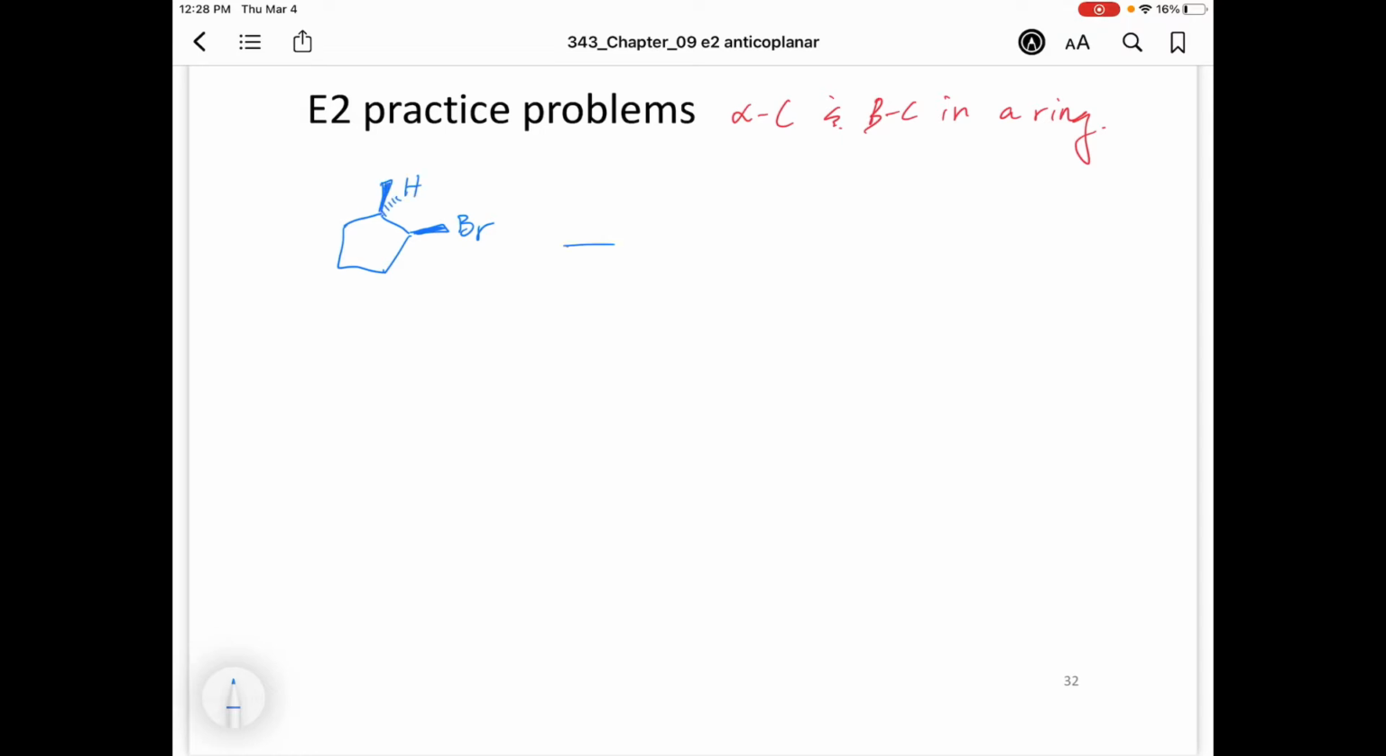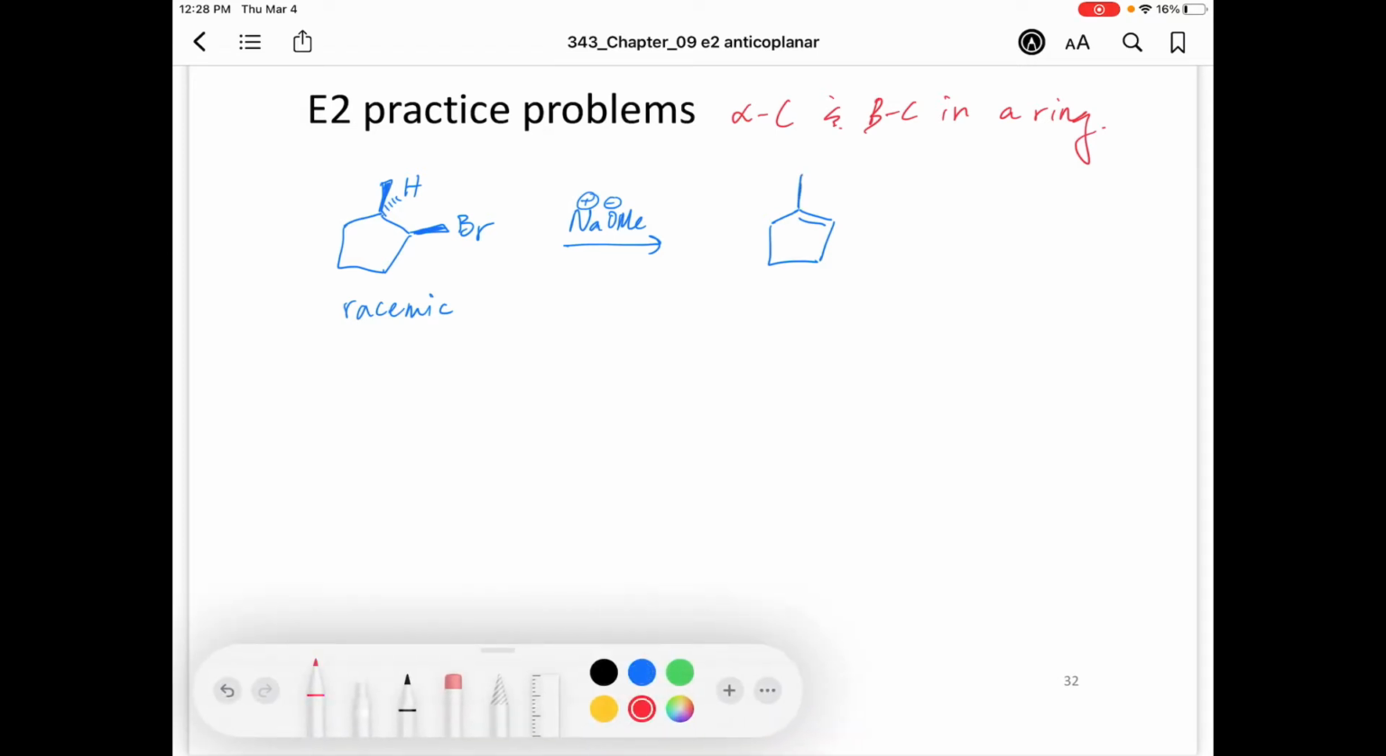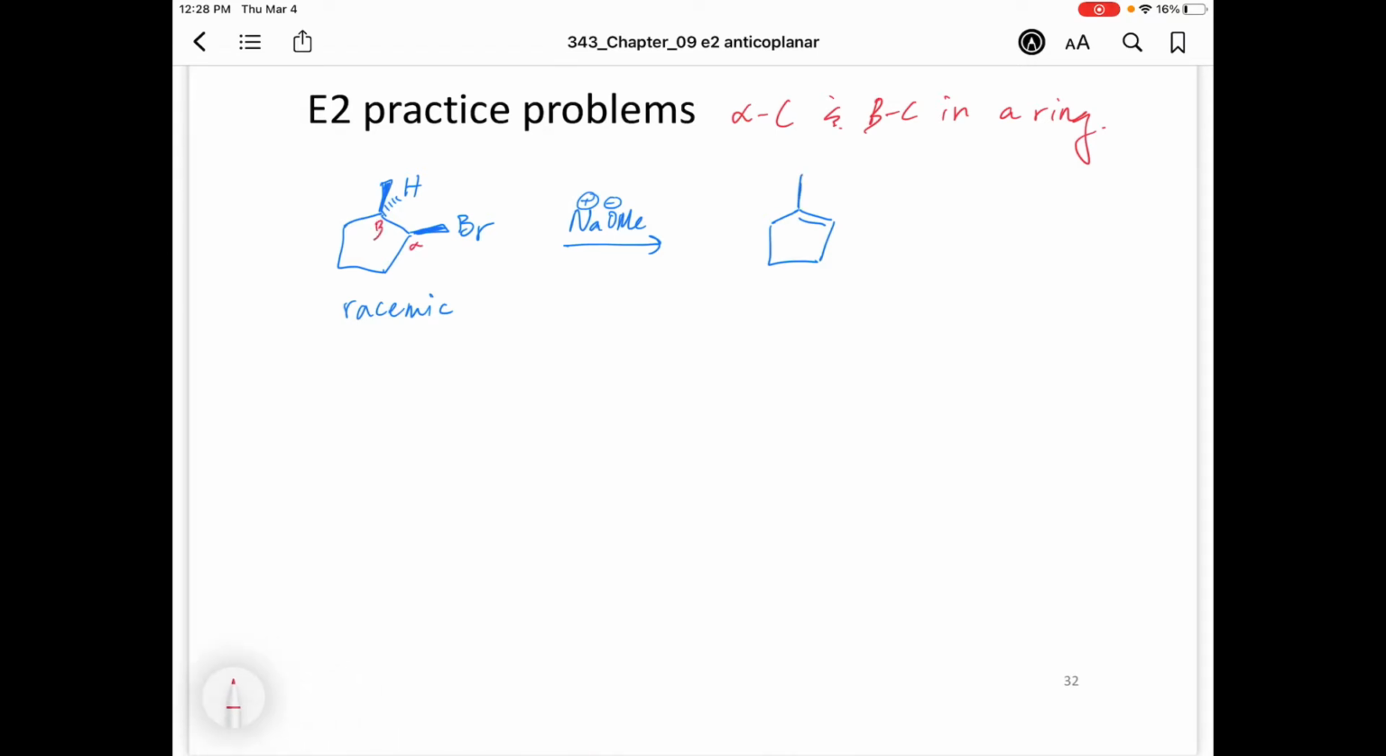Here's a hydrogen. Let's draw in our base. And as we look at this, and I should write that this is racemic, we're going to have both enantiomers here in our reaction flask. And the product that we get from this is definitely an alkene, okay? And it's going to be the most substituted alkene. It's going to be the following. Now here was our alpha carbon, and here's our beta carbon. This used to be the alpha, and this used to be the beta.